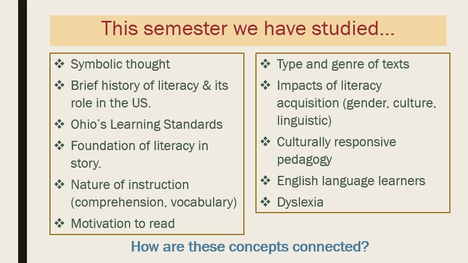We really highlighted well the idea of motivation to read and what that means for our students and how we can motivate them. We talked a little bit about the type and genre of different types of texts, and that was connected to motivation to read when we thought about the idea of students having the choice to read what they would like. We touched briefly on impacts of literacy acquisition, things like gender, culture, linguistic differences, and some of those were embedded in discussion of our English language learners.